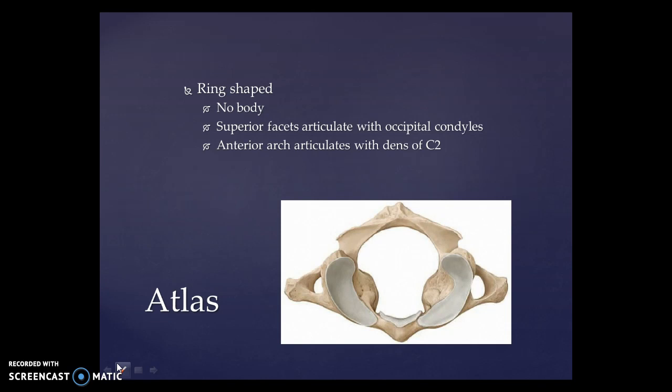have a distinct body. These superior facets that you'll see here, these kind of long, almost flat, even though they're concave, articular surfaces do articulate with the condyles of the occiput. This anterior arch, which is right here, articulates with the dens of C2.